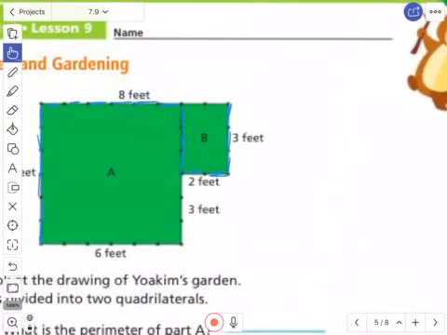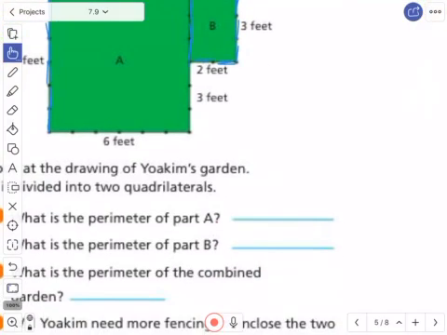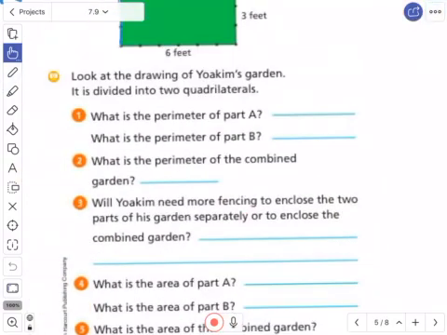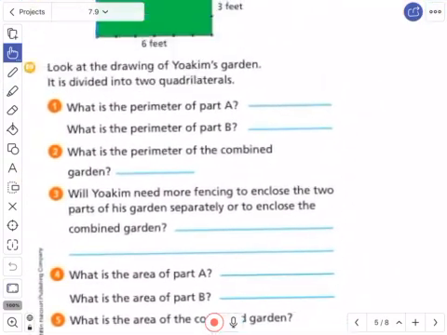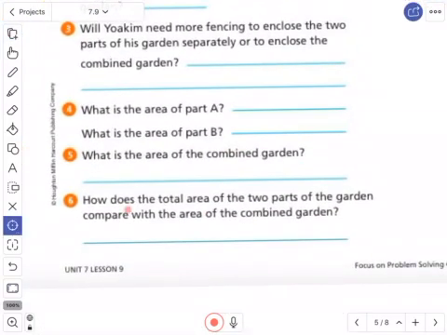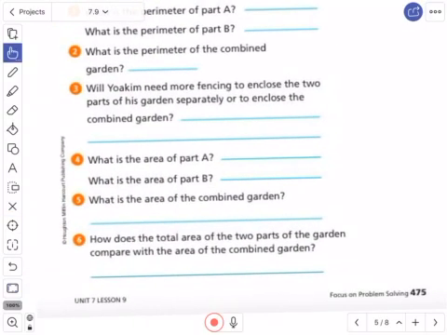Again, length times width equals, and then what is the area of the combined garden? So if you find out A and B, you'll combine them. Then how does the total area of the 2 parts of the garden compare with the area of the combined garden? So then I just have to figure out, how does that go together?